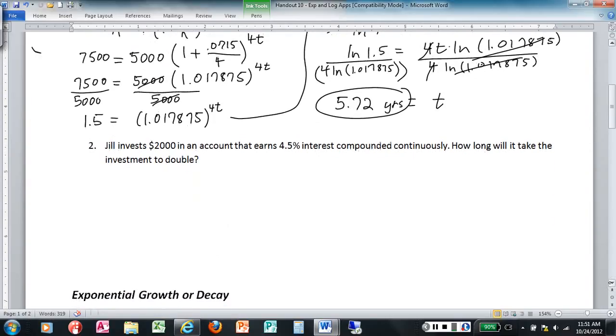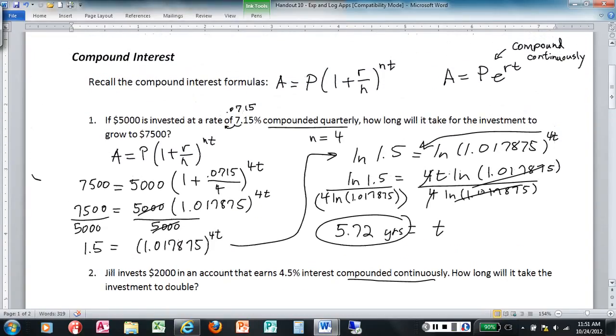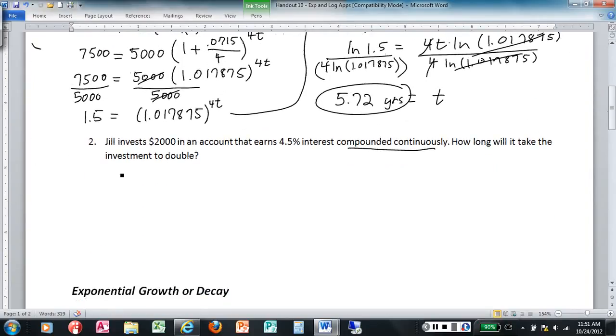Number 2, we have Jill investing $2,000 in an account that earns 4.5% compounded continuously. How long will it take Jill's investment to double? Okay, well, first of all, formula-wise, look at the compounding. Here we're having compounding continuously. So referring back to our formulas, which of those two works here? Well, got the note there, compounding continuously. That's the one on the right. A equals P e to the rt. That's the formula for this one.